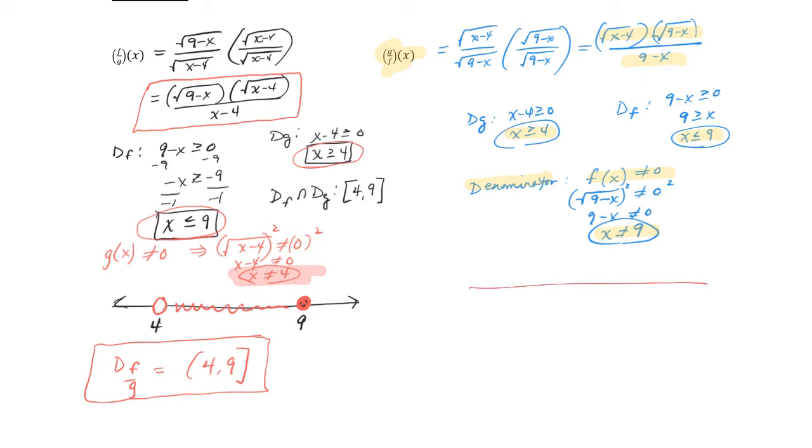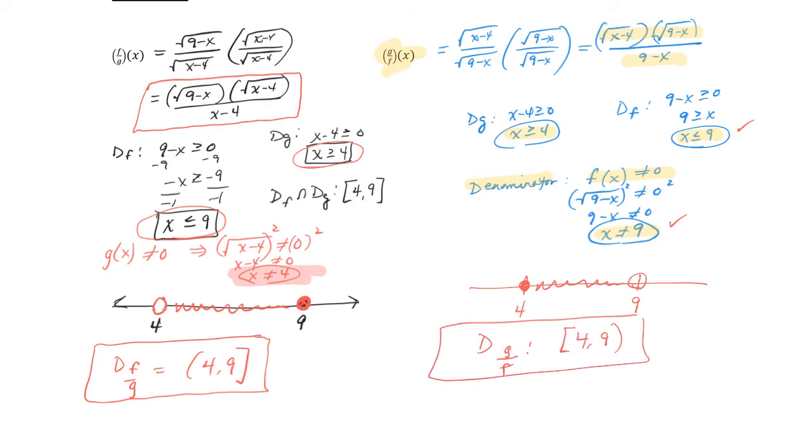It's always nice to use a number line to do that. I know that x is greater than or equal to 4, less than or equal to 9, but x also cannot be 9, so that means we're going to use an open circle. And so my domain for g divided by f will be 4 to 9. Be very careful with your parentheses with the 9 and your bracket with the 4.